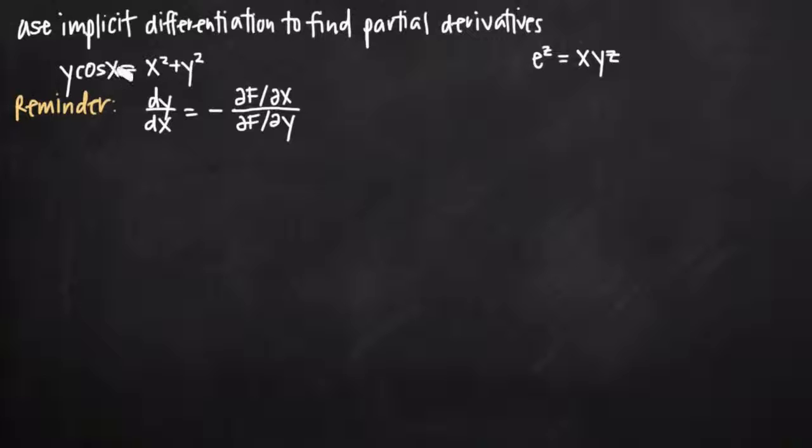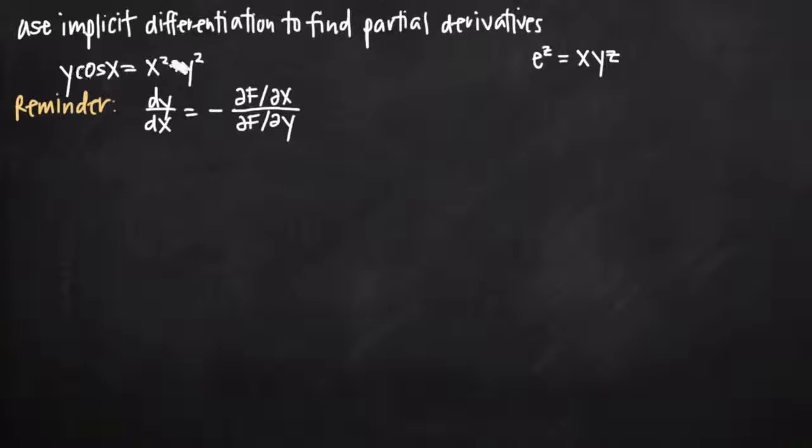One, y cosine of x equals x squared plus y squared. Notice in this equation here, we only have two variables, x and y. And then another, e to the z is equal to xyz. And notice that in this equation, we have three variables. The process for finding partial derivatives of these two equations will be slightly different because we have two variables in one and three variables in the other.